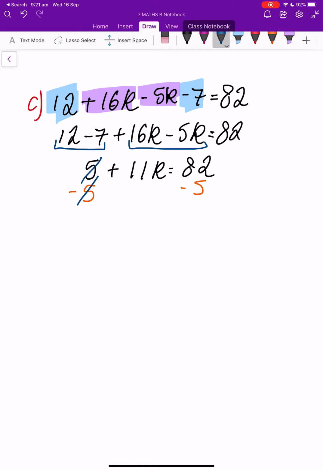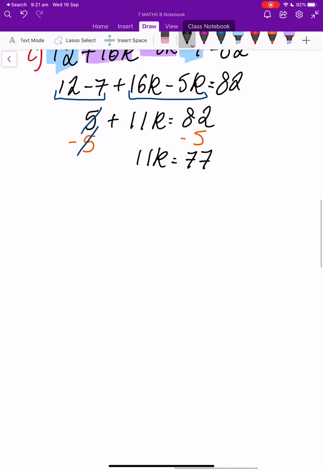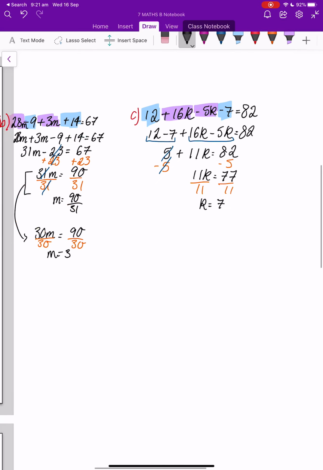Then you've got 11k equals 77. We're going to divide both sides by 11 because k is being multiplied by 11 at the moment. k equals 77 divided by 11, okay, it's just 7, and that's your final answer. Cool.